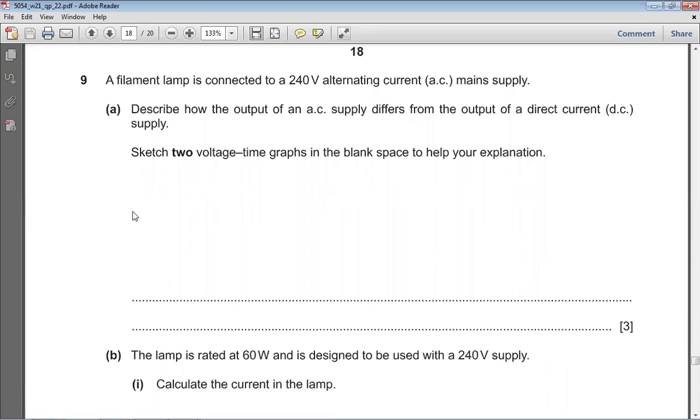So now we are moving to question number 9, which is the last question of this paper, subsection B. The filament lamp is connected to a 240 volt alternating current AC mains supply. Describe how the output of an AC supply differs from the output of a direct current DC supply. Sketch 2 voltage-time graphs in the blank space to help your explanation. So it's a 3-mark question. We have to draw the voltage-time graphs for the AC supply and for the DC supply, and then we have to write down some differences between them.